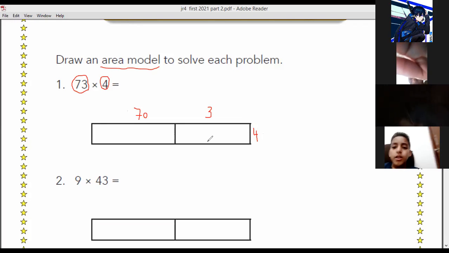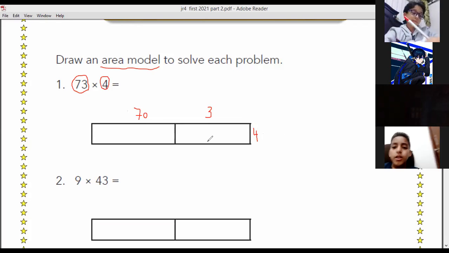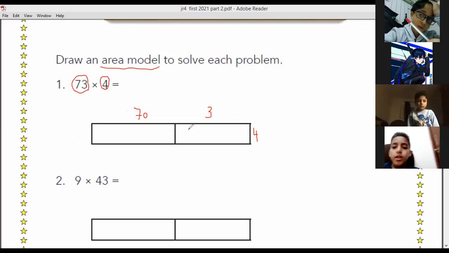Okay. Let's continue with me. You're ready? Okay. So now I have here 3 and 4. That means inside the rectangle here, I'm going to make it 3 times 4. Yeah, super. So 3 times 4 equals? 12. Yeah, equals 12.